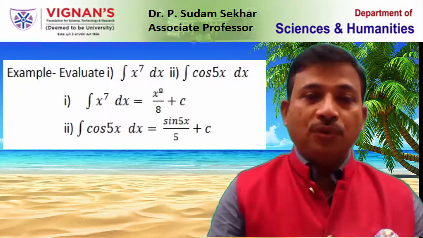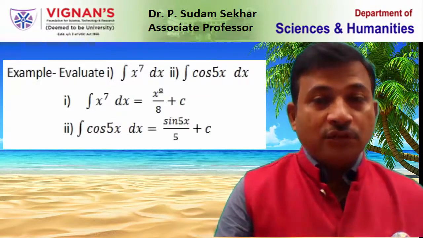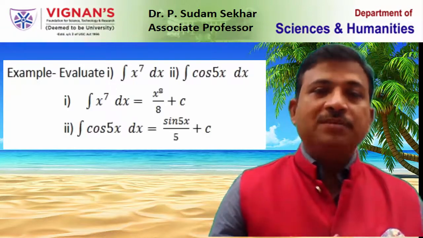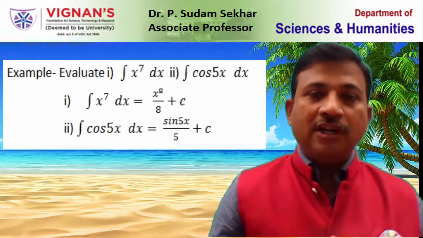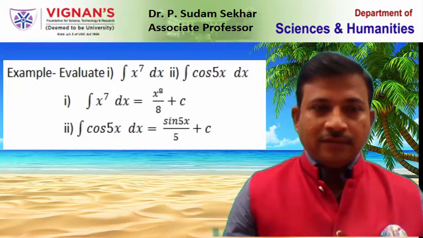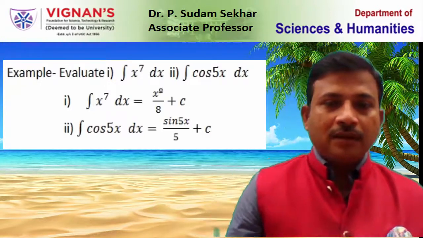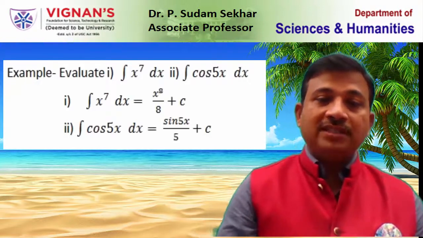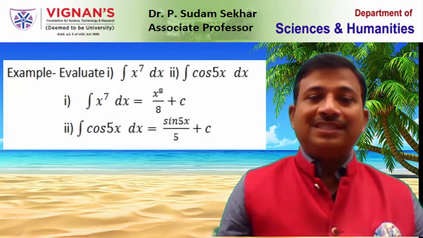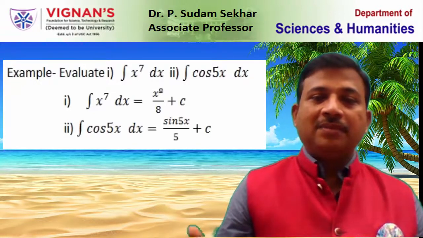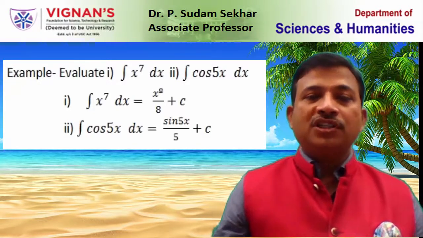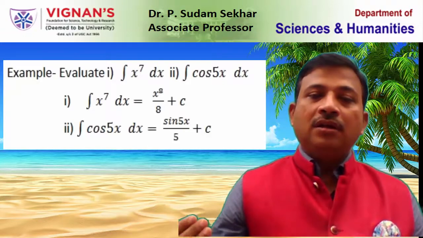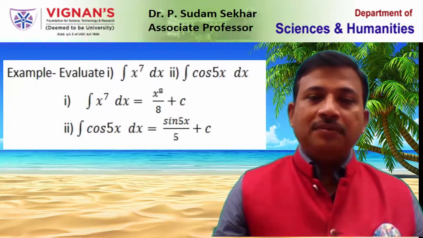Right? One thing you should note, when dealing with trigonometric functions, the variable x must always be measured in radians, not in degrees. Right? This is a very, very important thing. Is it clear? Right? So integration of cos nx dx equal to how much? sin nx by n plus c. So integration of cos 5x dx equal to sin 5x by 5 plus c.